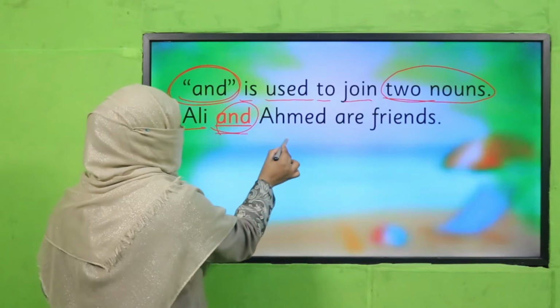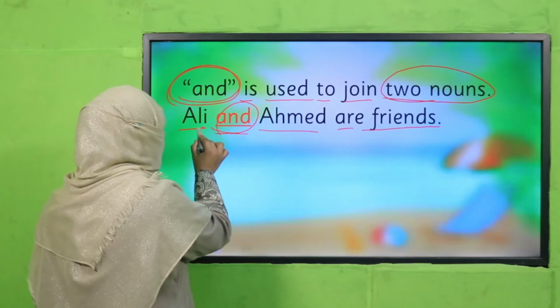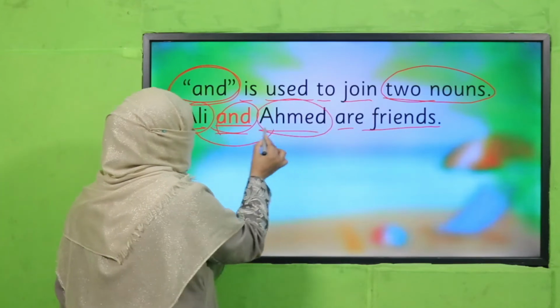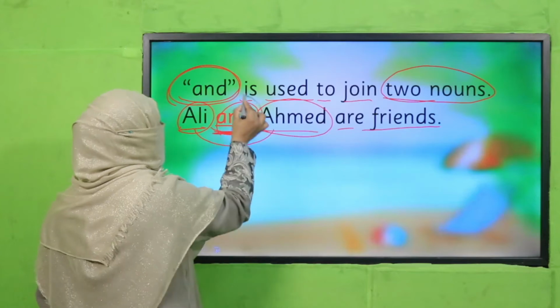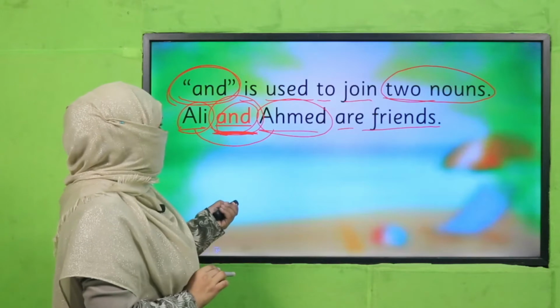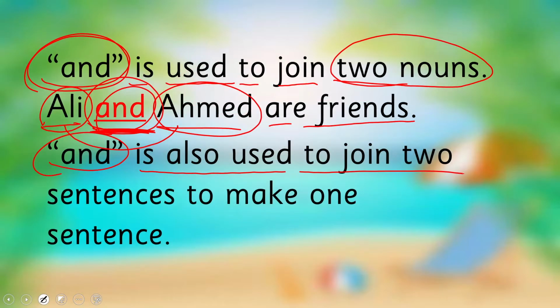Ali and Ahmad are friends. Now Ali and Ahmad, Ali is a noun, Ahmad is a noun, and we have joined it by using conjunction and, right? Okay. The other use of and is also used to join 2 sentences to make one sentence, right? As I told you, joining words, conjunctions join 2 words or 2 sentences to make one, right?